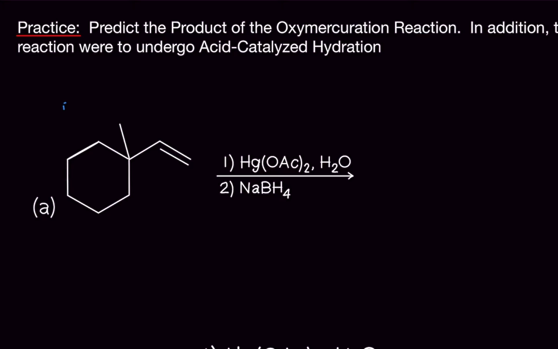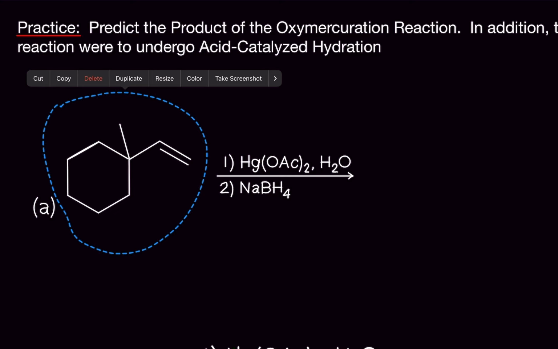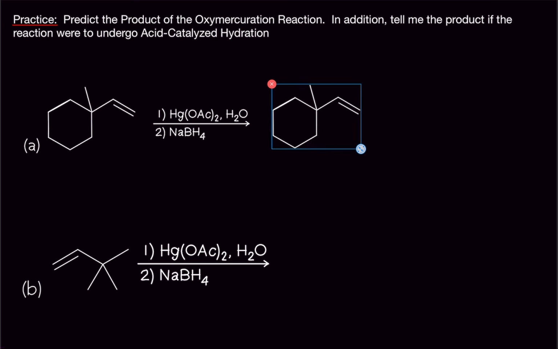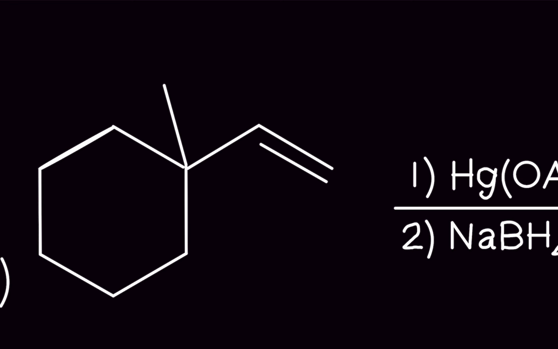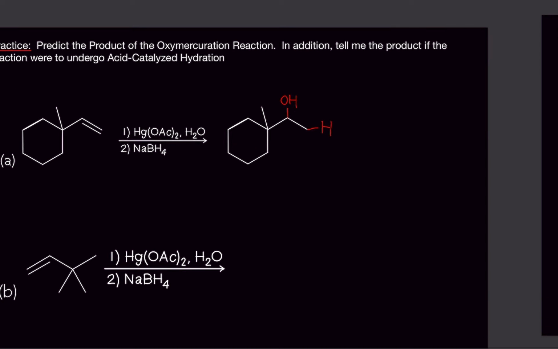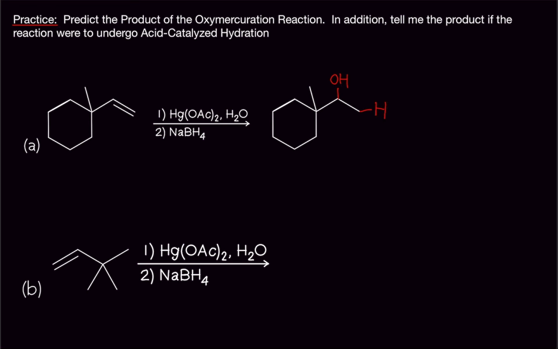So I'm going to copy this. Like that. Okay. Here's our alkene. This is the less substituted side. This is the more substituted side. So the OH is going to go here, and the hydrogen is going to go here. It's that easy, right? So that's the oxymercuration-demercuration answer: OH and our hydrogen. Actually, you don't even need to draw in the hydrogen. I'm just drawing it in, but that's the answer for the oxymercuration reaction.